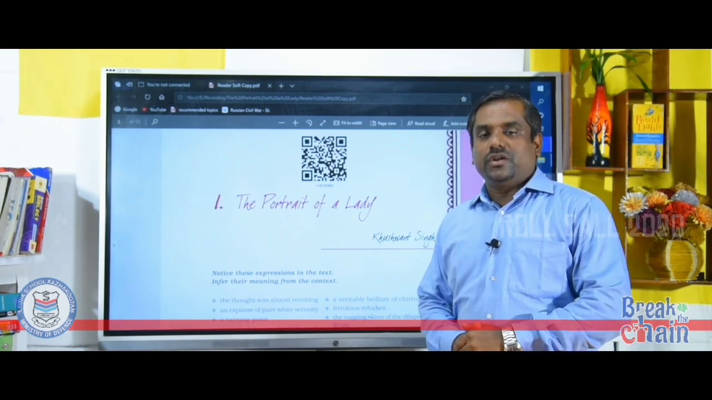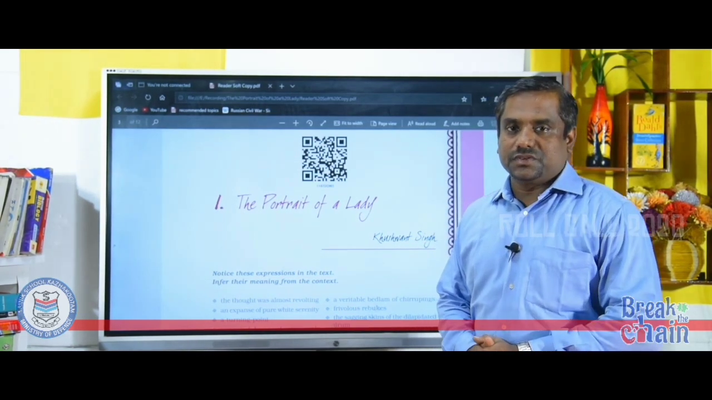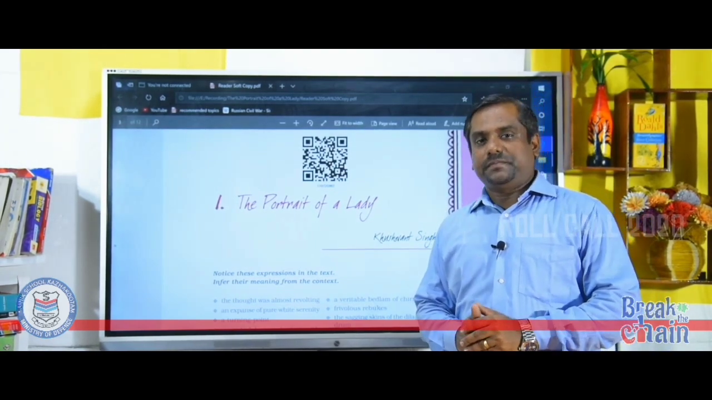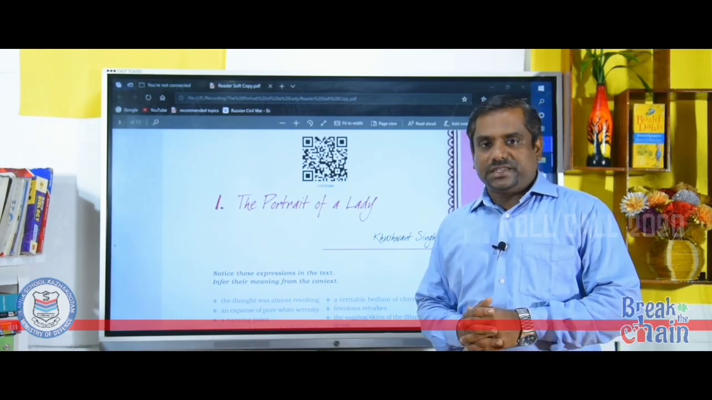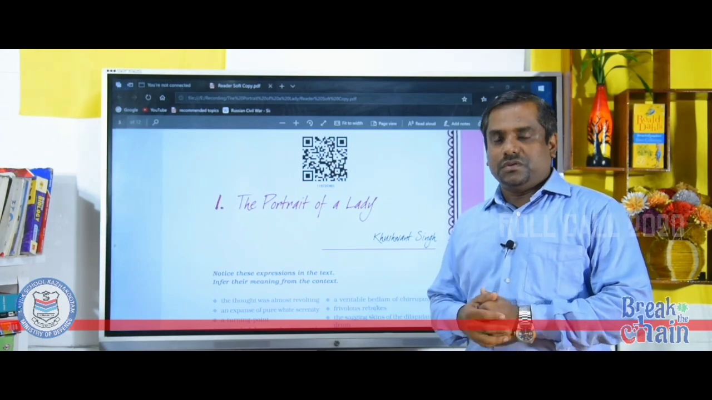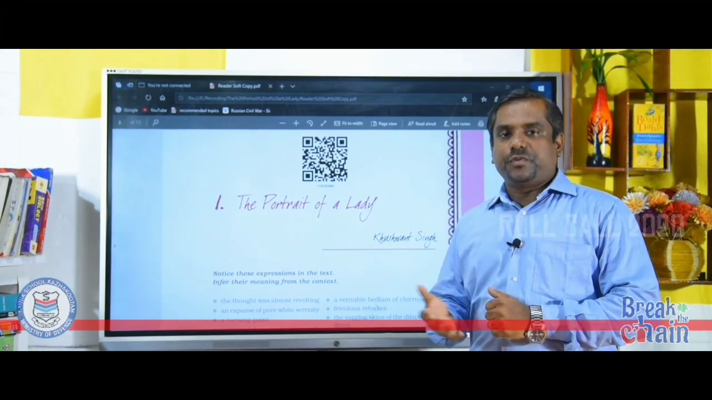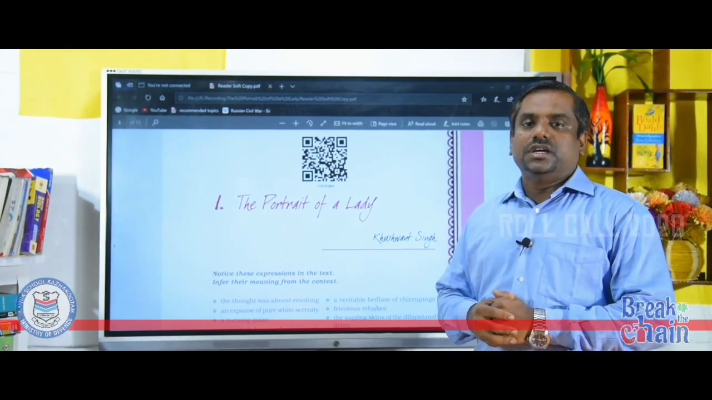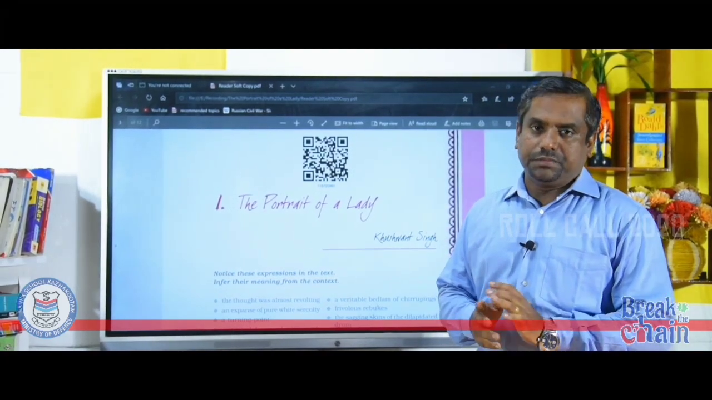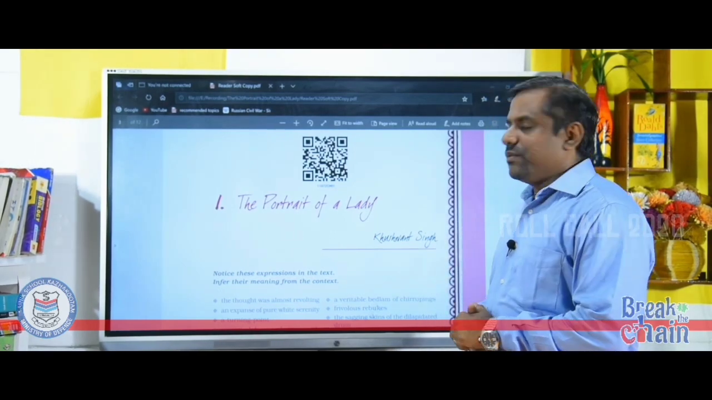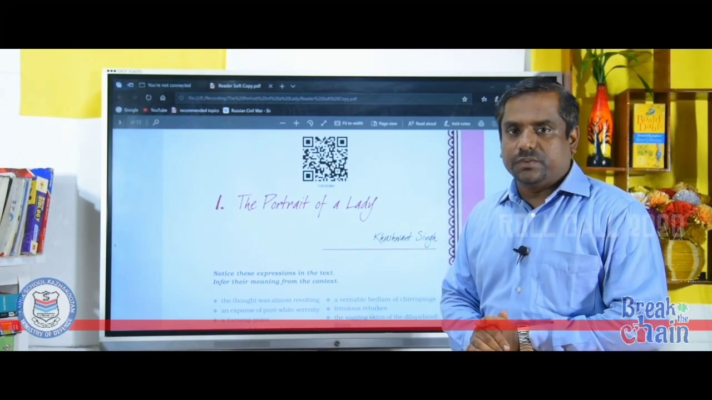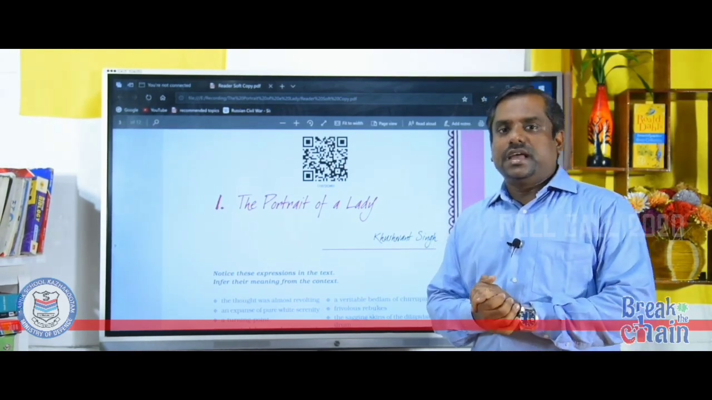So let us have a quick look at the title of the very first lesson for class 11 English, The Portrait of a Lady, written by Khushwant Singh. In the former session, we discussed Khushwant Singh in detail and we saw his life sketch, the contributions that Khushwant Singh had made towards the world of literature in general and Indian English writing in particular. So today we will go through the lesson in detail. As I told you, this happens to be the very first lesson for class 11 English.